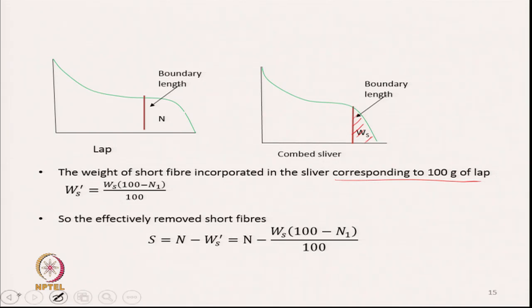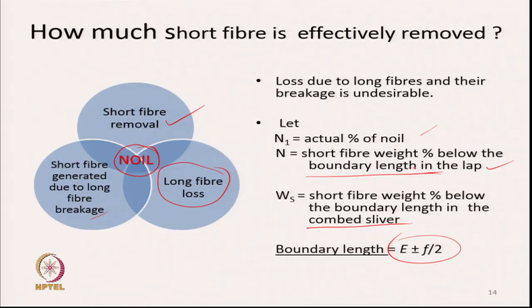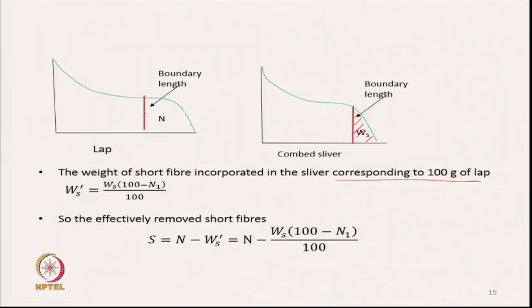and what is the definition of N? Short fiber weight percentage below the boundary length in the lap. Therefore, in this diagram, this part is your N. So, this is the short fiber which was originally present in the lap, and now this is short fiber still left in the comb sliver. We have also discussed why comb sliver may also contain some short fibers. That was also pointed out earlier.